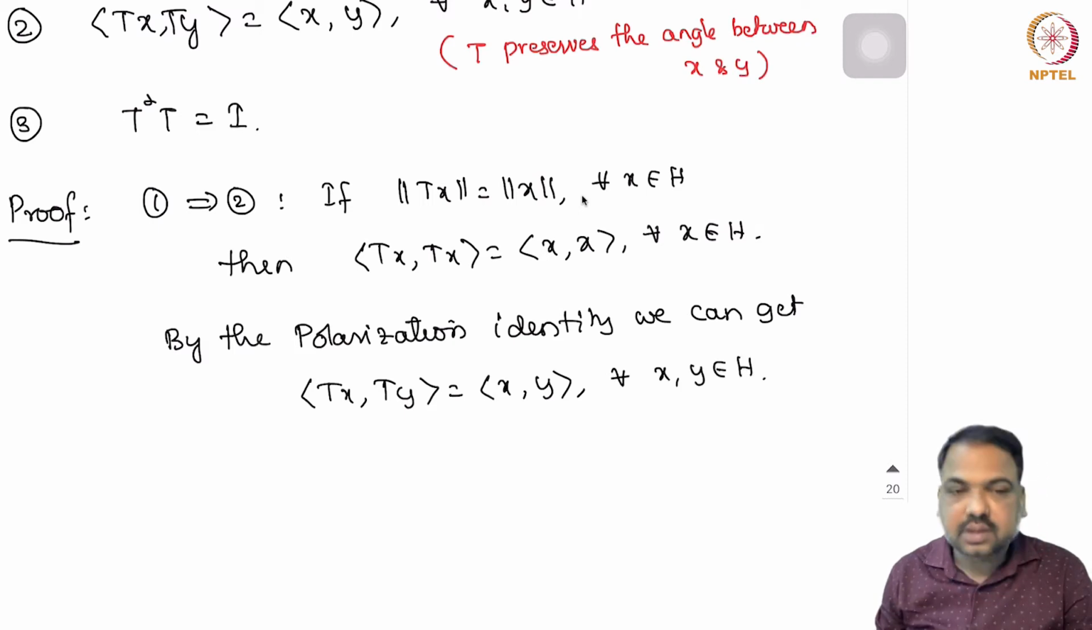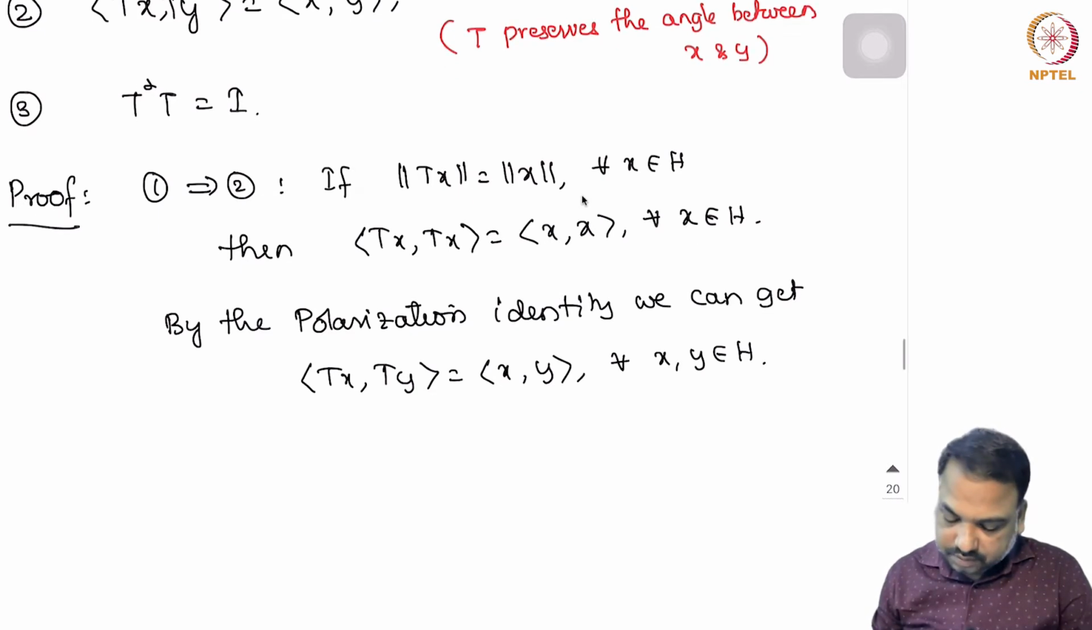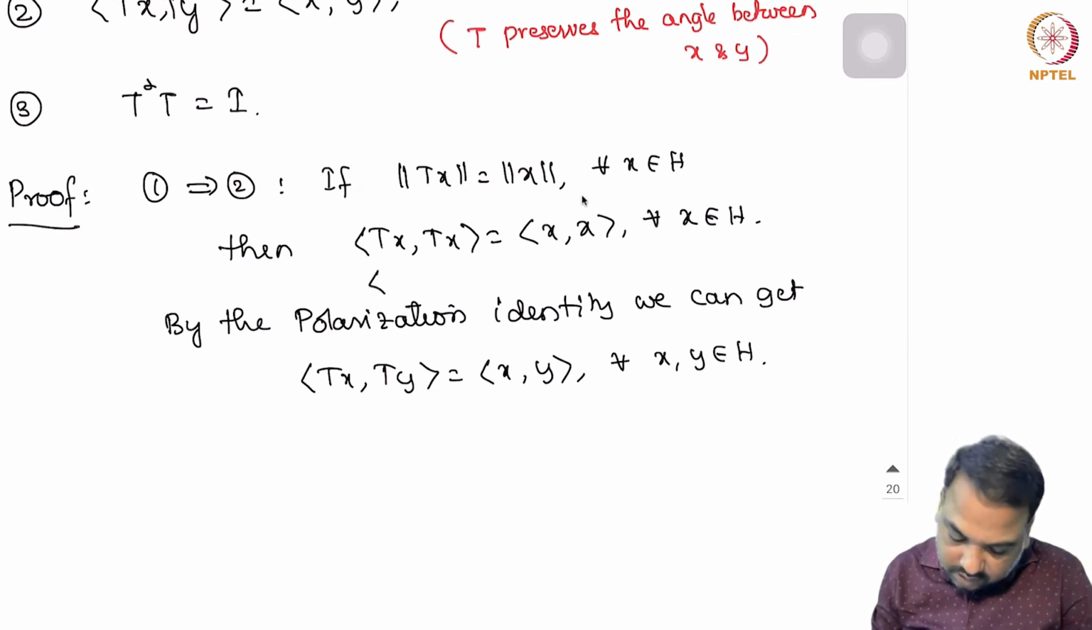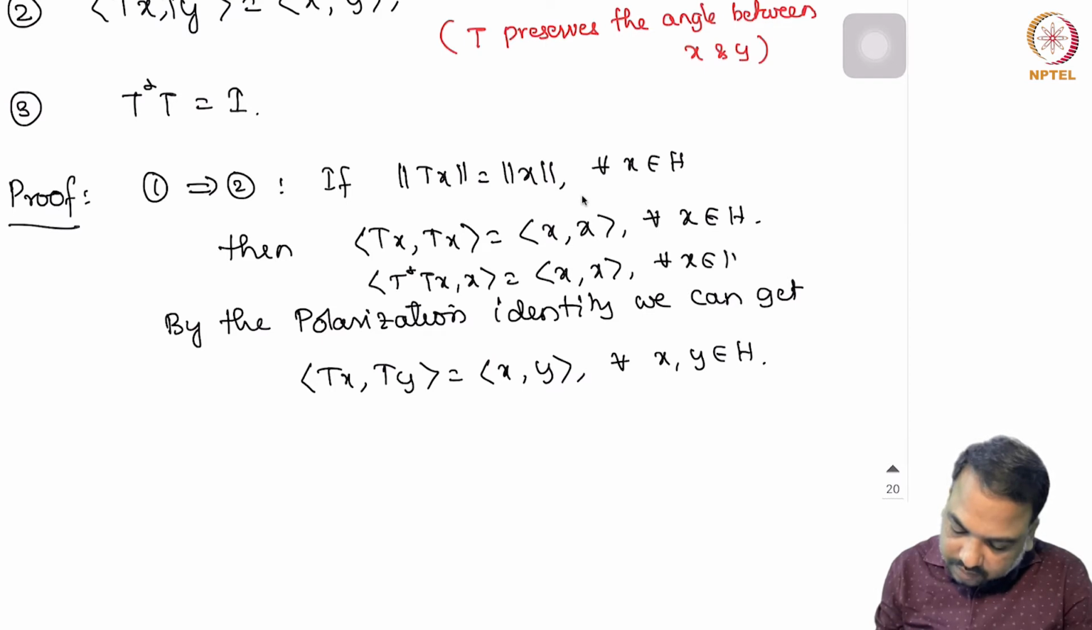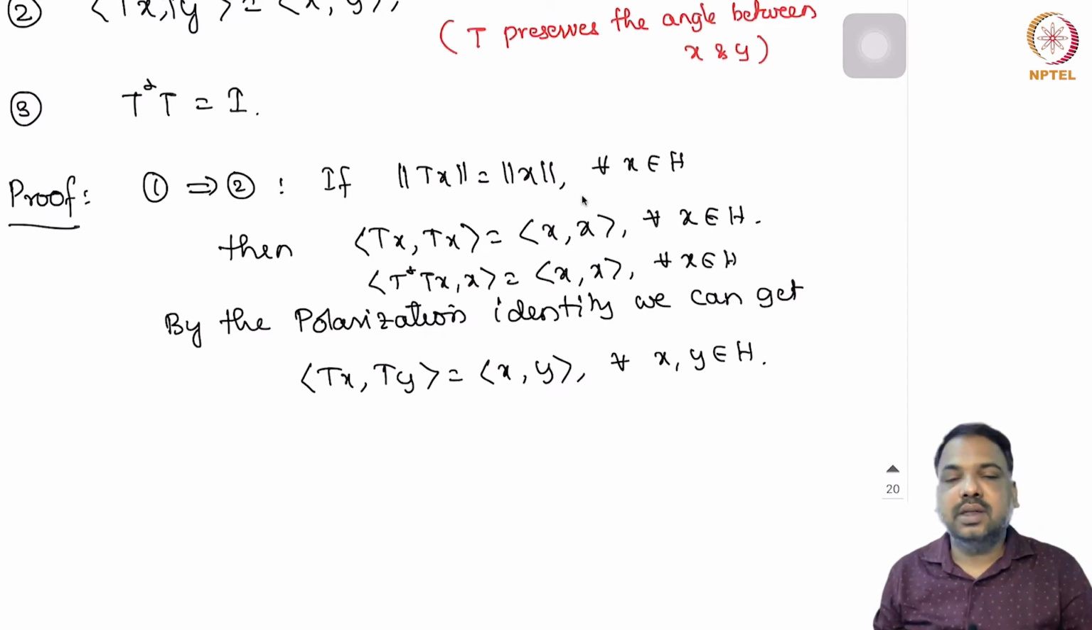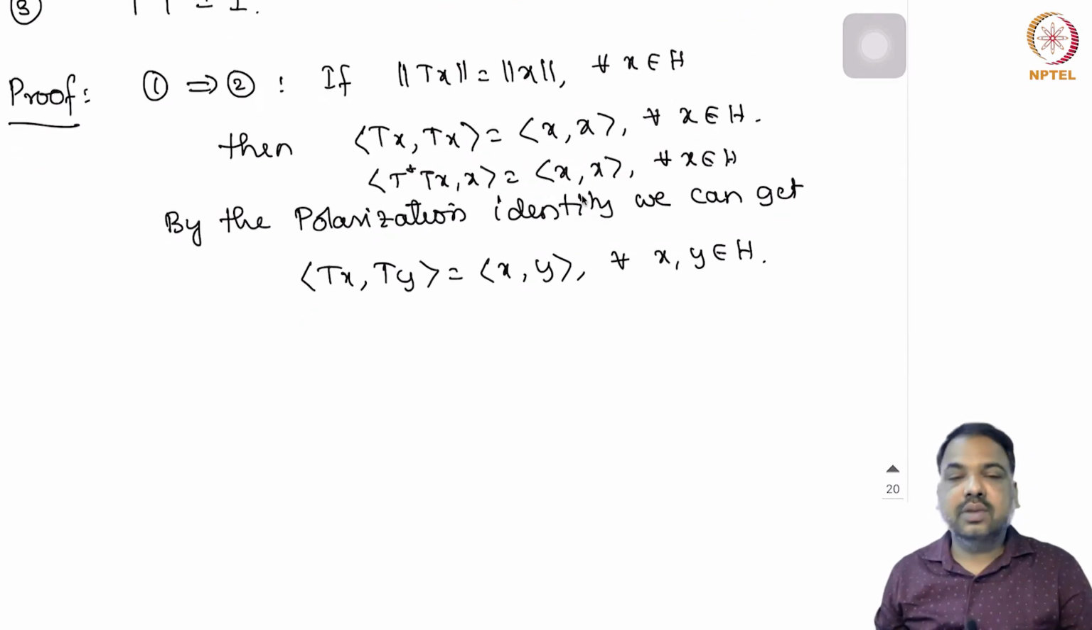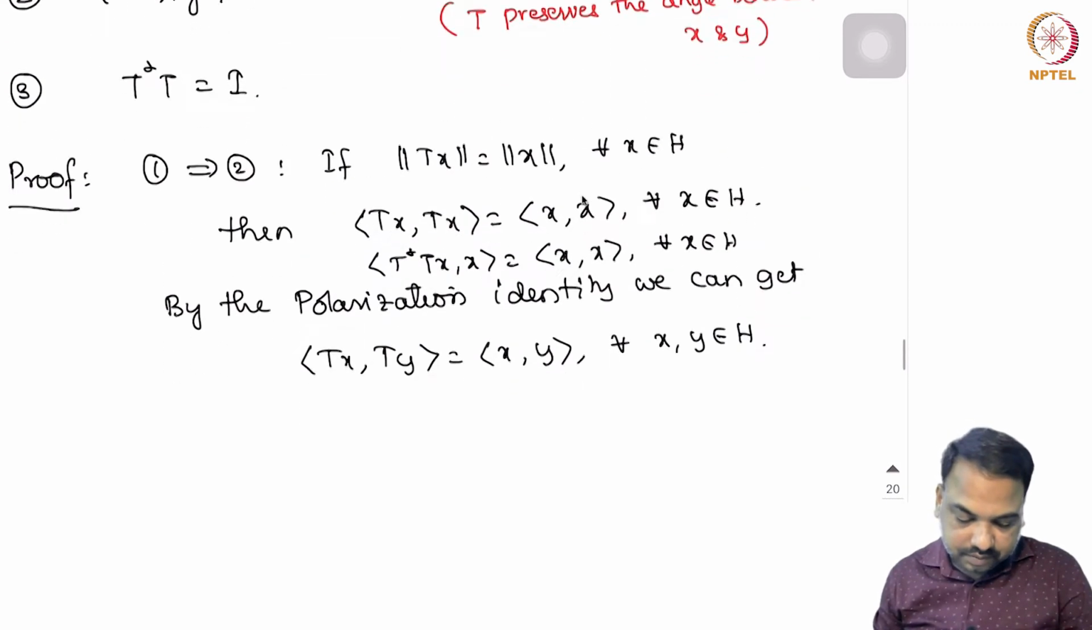We have already discussed the polarization identity in the earlier discussion. So here we have inner product T star T x with x equals inner product x with x for every x in H. Now T star T is a self-adjoint operator. Now apply the polarization identity that we have already seen. From this we can conclude that T preserves the inner products.